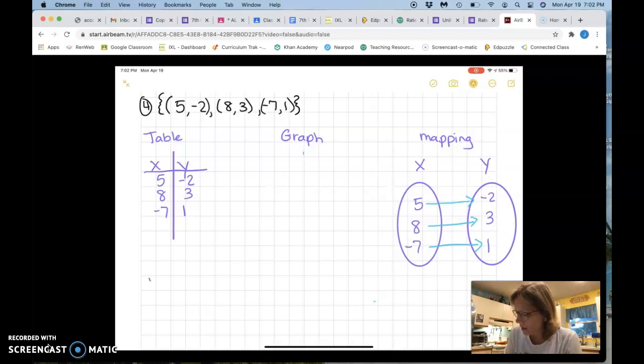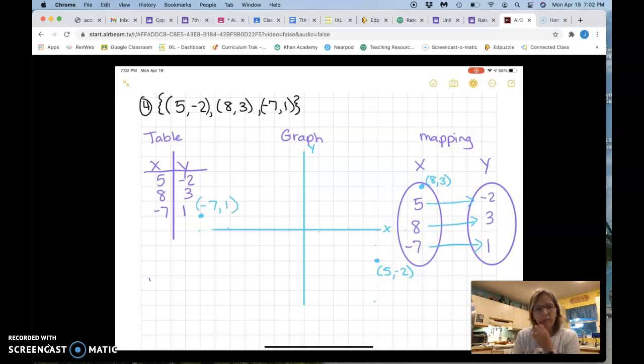All right, and then the last thing we're going to do is graph them. So I have 5 and -2. I have 8 and 3. Oh boy. 1, 2, 3, 4, 5, 6, 7, 8. 1, 2, 3. That's way over here. I didn't plan that out very well. Sorry. And then -7 and 1. 1, 2, 3, 4, 5, 6, 7, and 1. Okay. So there we go.